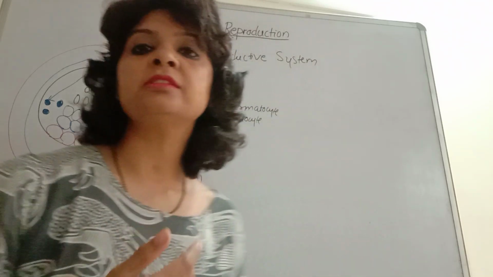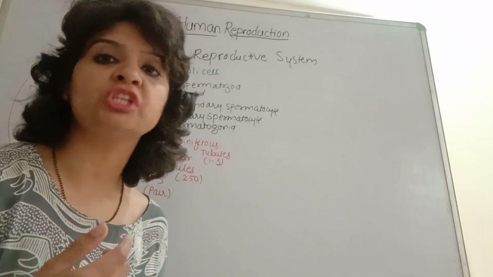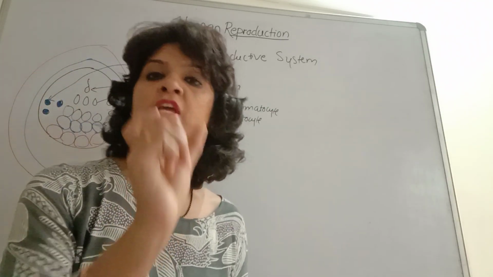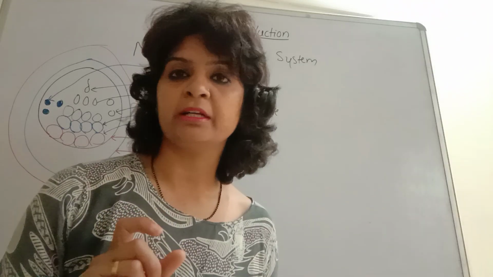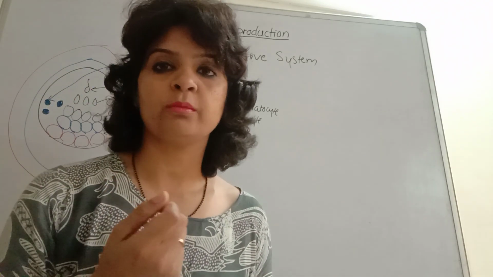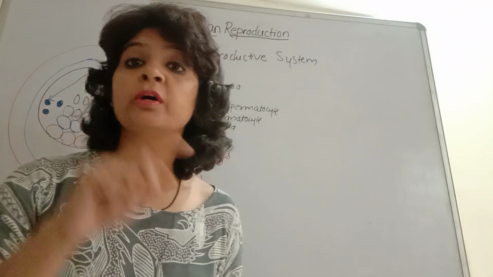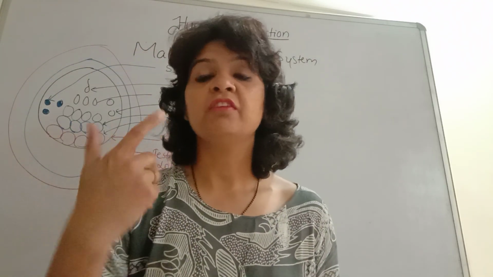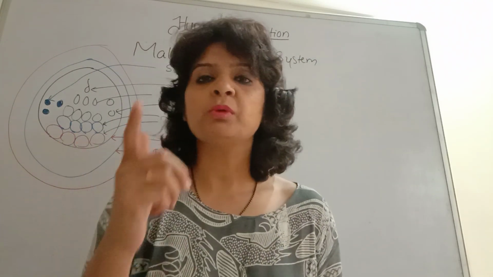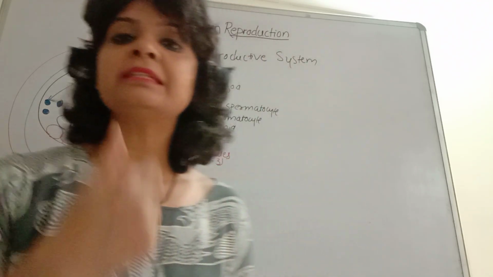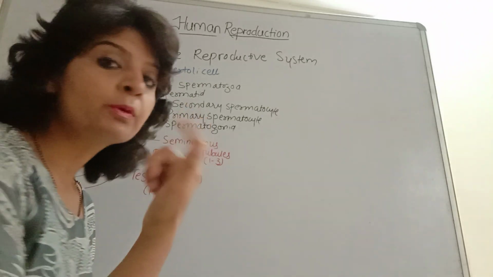So let's discuss the process of gametogenesis. Gametogenesis is a process by which there is the formation of a gamete. Genesis means formation and gameto means gamete. Similarly, spermatogenesis will be sperm formation. If I say oogenesis, it will be the formation of the ovum. So we'll discuss spermatogenesis.